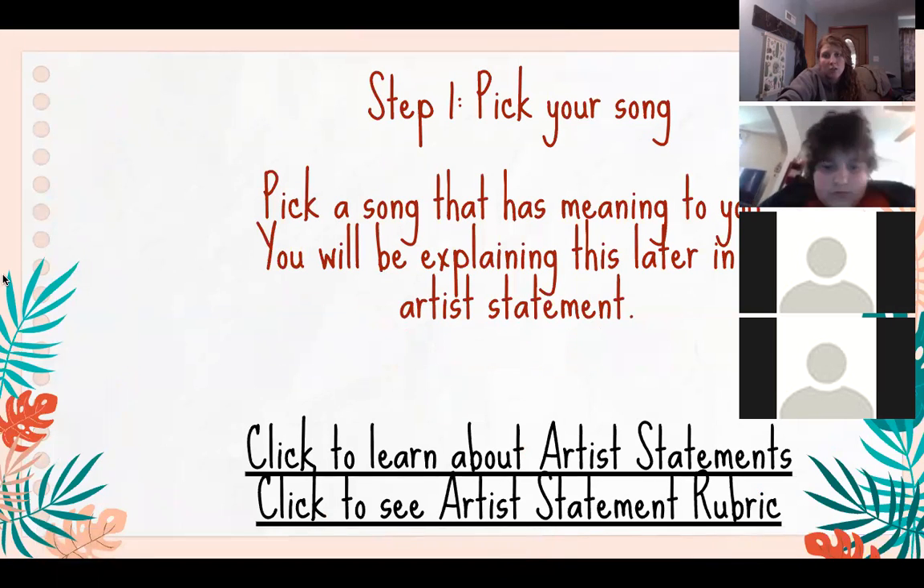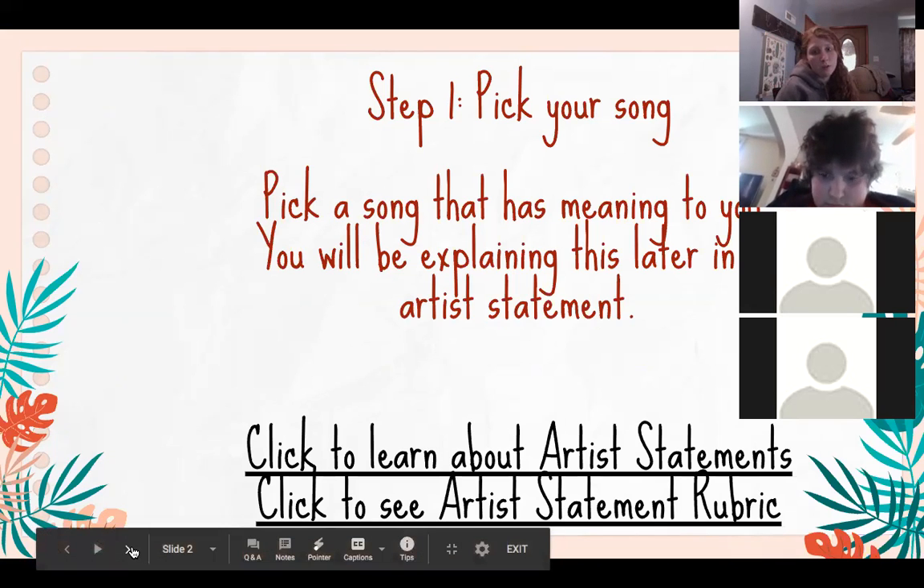So you're going to be picking your song. Pick a song that has meaning to you. Later you will be explaining this in an artist statement. I'm going to be going over artist statements later, nearer the end of the project, but it is going to be a writing assignment, and it's basically explaining what characteristics you included in your project, why you did what you did, how you did what you did, if you thought it went well or didn't go well, and then what you would change next time. But if you would like to check that out now, I have that available for you.